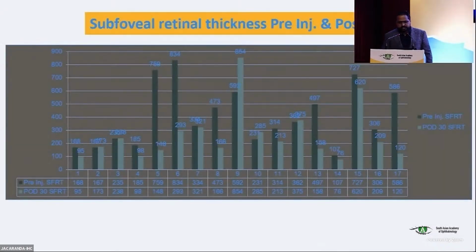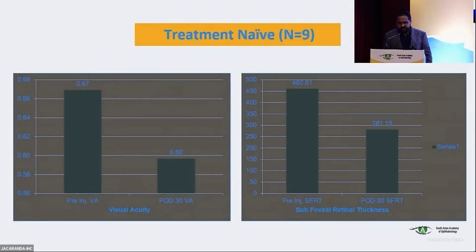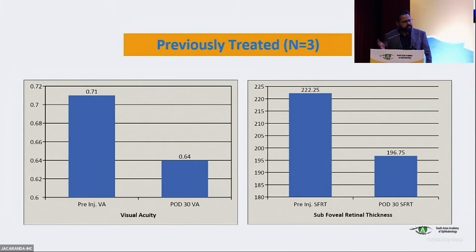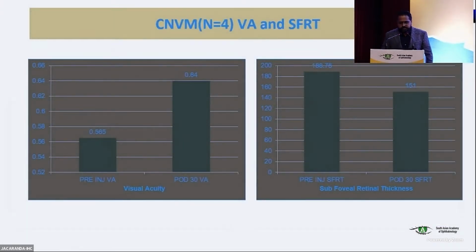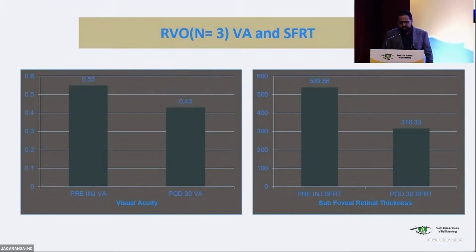The central subfoveal thickness also, as you can see, barring one patient, patient number 9, every other patient shows a reduction in the central subfoveal thickness. The mean subfoveal thickness also shows a significant reduction. Coming to the treatment naive patients, they have responded much better compared to the previously treated patients, but the difference is not that significant. In CNVM also, there is a reduction in the central subfoveal thickness compared to pre-treatment levels. In DME, you can see almost 150 microns of mean average reduction in the central subfoveal thickness, and RVO similarly.